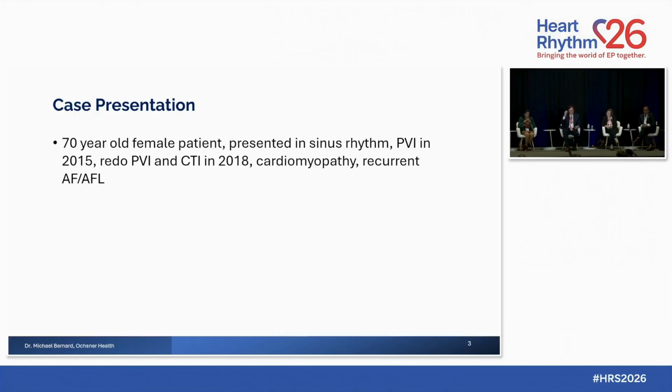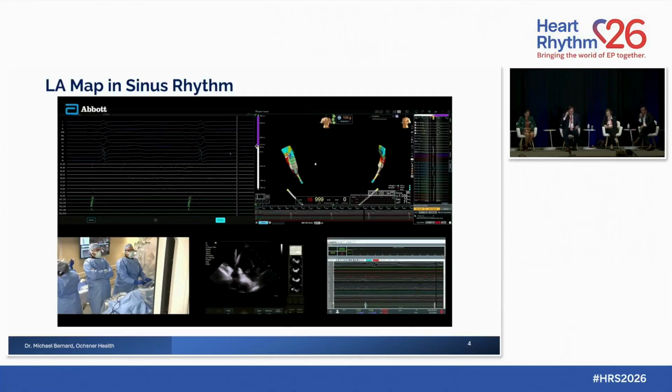So our first case, a 70-year-old female that had a cryo PVI in 2015, had a redo PVI in 2018, also with a CTI line, and she started developing paroxysms of AFib, bordering on a persistent technical definition with recurrent atypical flutter and cardiomyopathy. So we brought her in for a case with Volta. Her CTI was blocked on the way in.